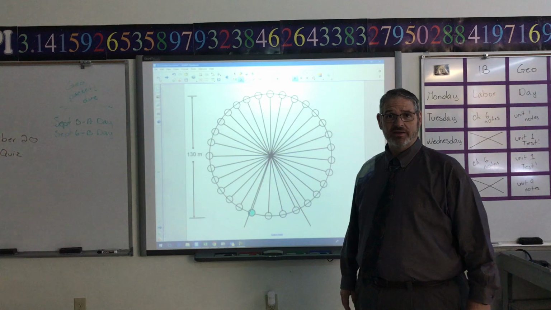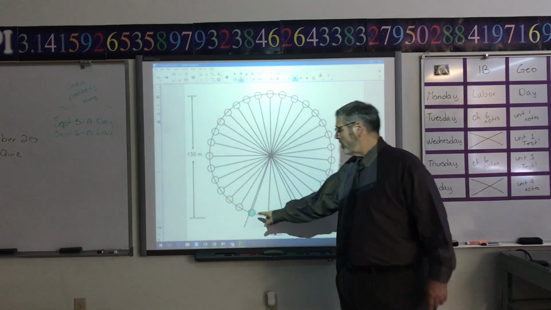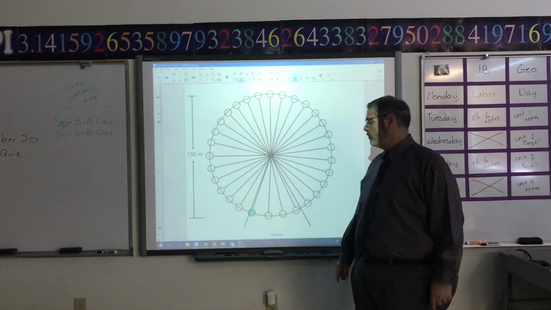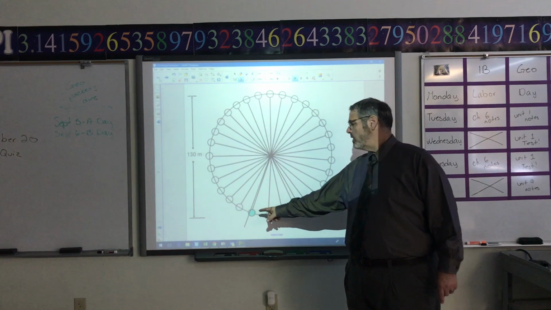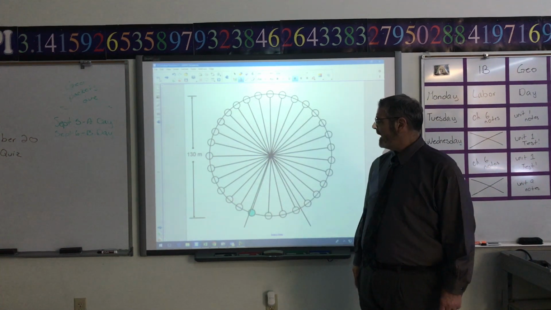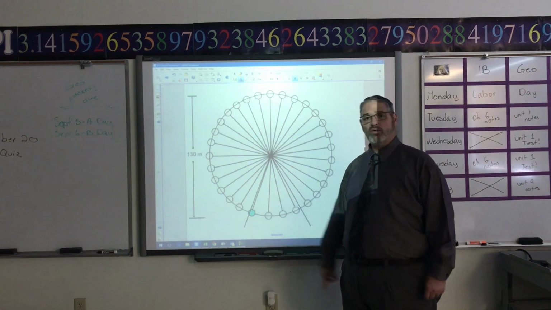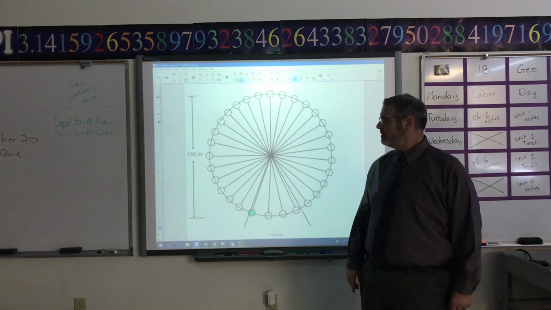Start with the trig today. This is a Ferris wheel, and you are on this cart right here, the little green one. Now, the Ferris wheel has 30 cars, and it moves one full rotation in 30 minutes.